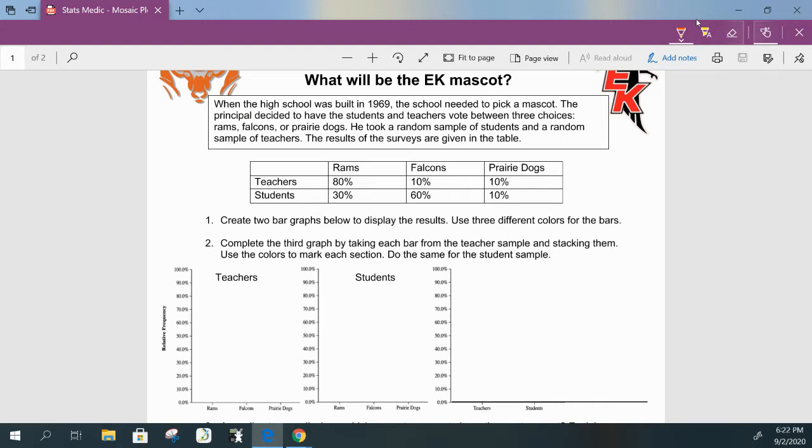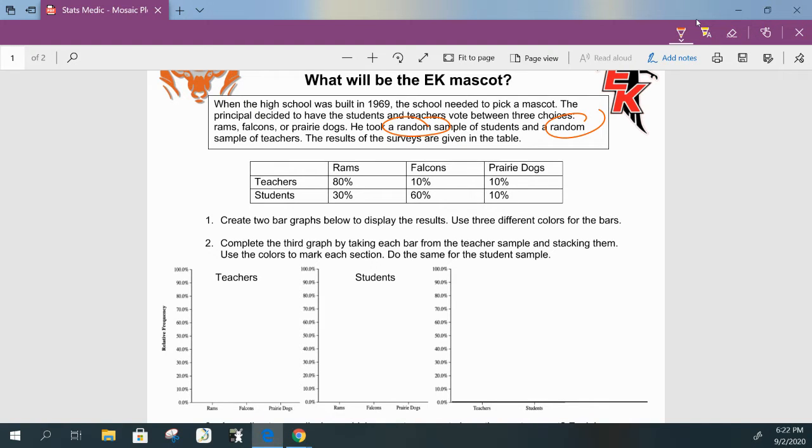So when the high school that was built in 1969 needed to pick a mascot, the principal decided to let the students and teachers vote between three choices: Rams, Falcons, or Prairie Dogs. He took a random sample, again, important word, random right there, and a random sample of teachers, and the results of the surveys are given in the table below.